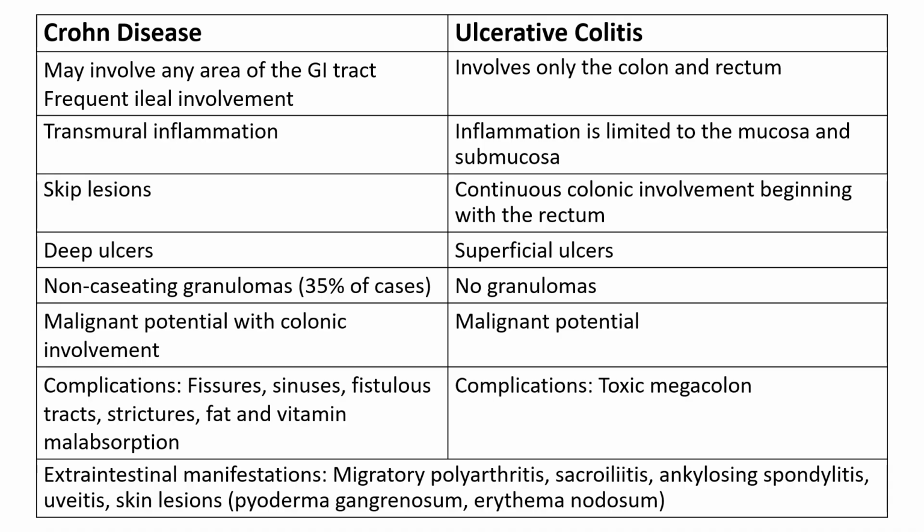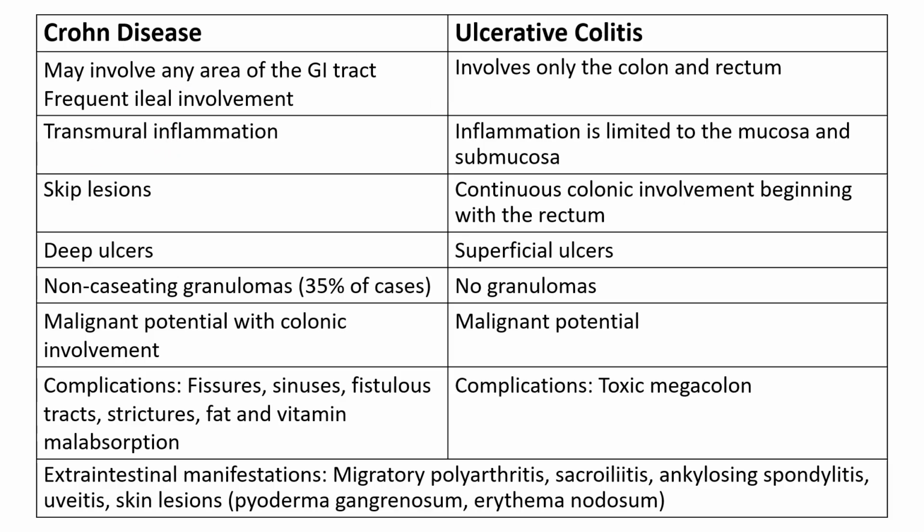This slide illustrates the main differences between Crohn's disease and ulcerative colitis. So let's start. Crohn's disease may involve any area of the gastrointestinal tract, from the mouth to the anus, and the terminal ileum is usually involved. Ulcerative colitis, on the other hand, involves only the colon and the rectum. There is always rectal involvement.